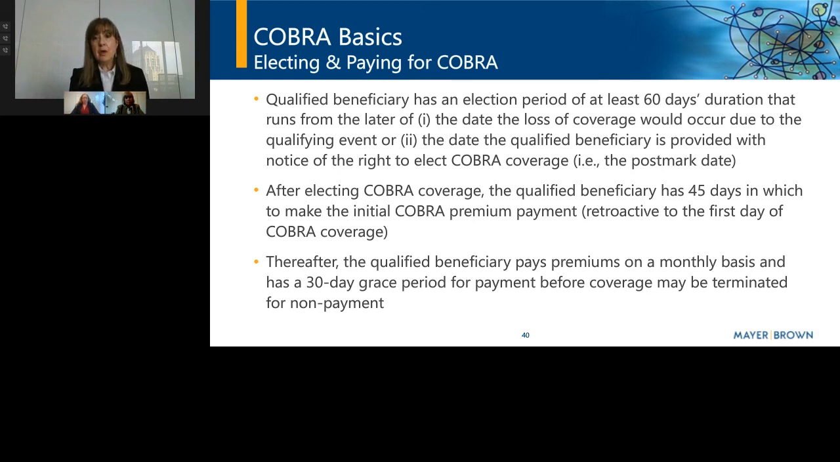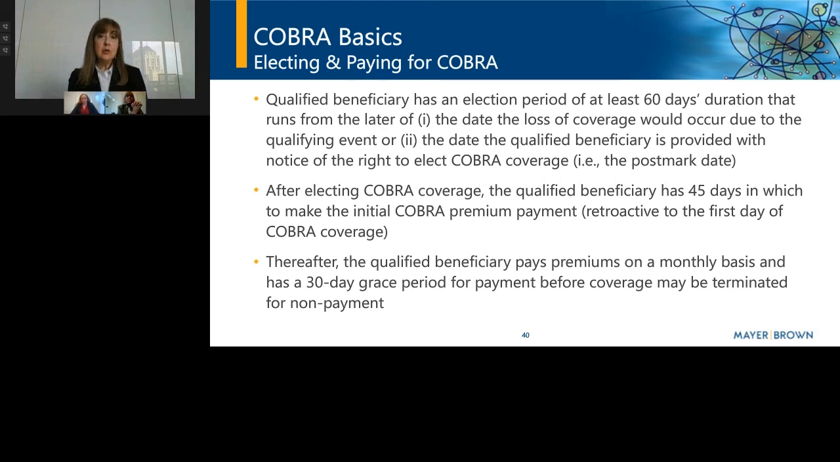For example, the qualified beneficiary has a period of at least 60 days to elect to get the COBRA coverage. And that 60 days starts to run from the later of the loss of coverage due to the qualifying event, or when the COBRA notice is actually provided. And that's generally a postmark date concept in terms of the provision of the notice.